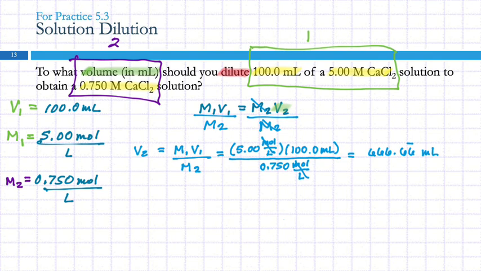One of these days I'm going to go in and change these numbers because 666.7 significant figures, right? So 667 milliliters is what you need.